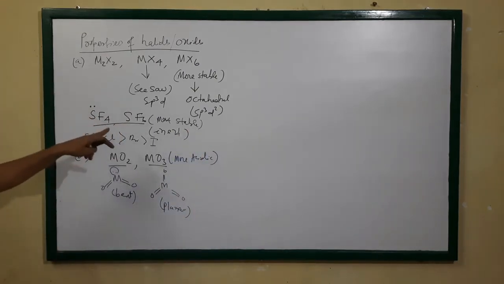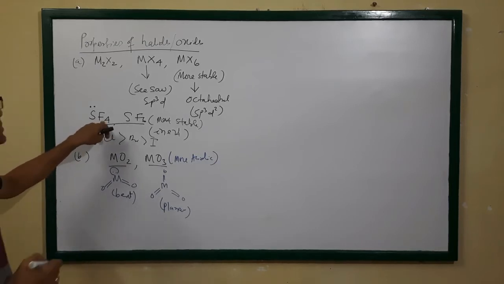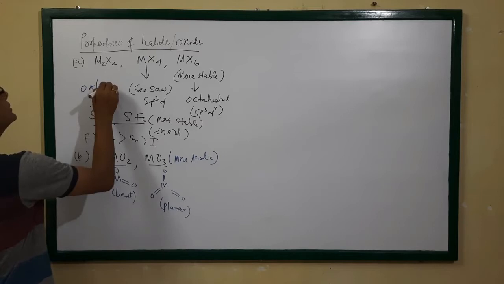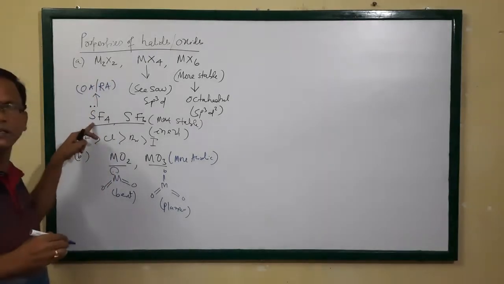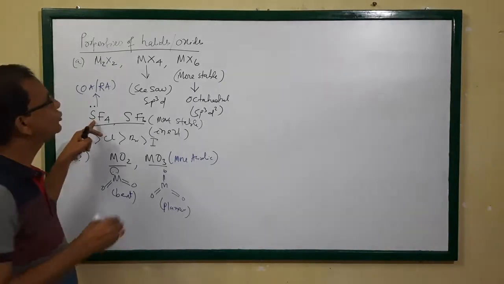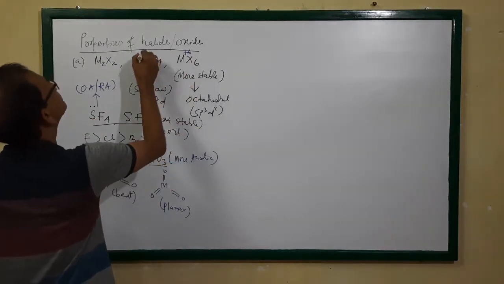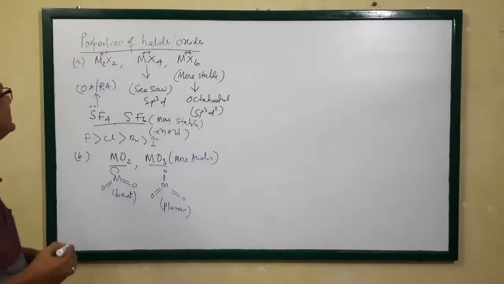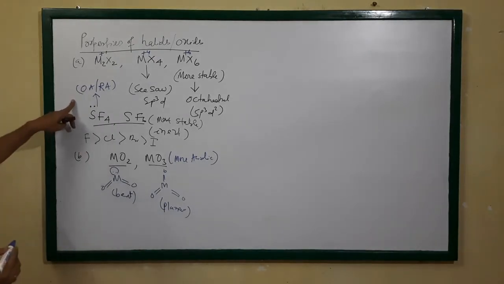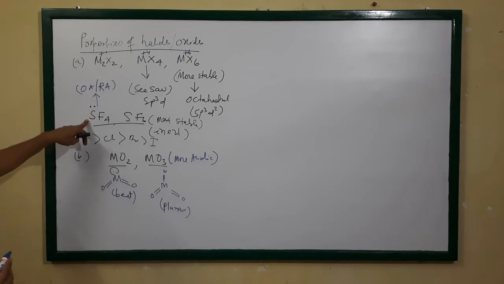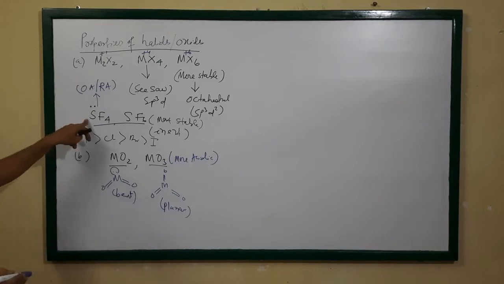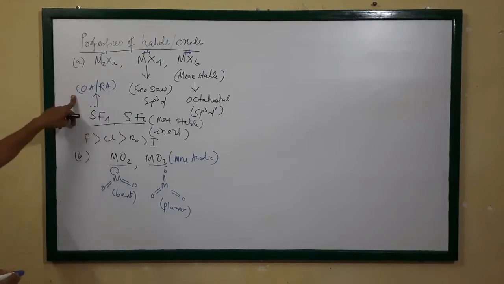And here also, I forgot to tell this thing. SF4 can act as both an oxidizing and reducing agent. Because it is in which state? +4 state. It can be converted to +6 state. As it is in +4 state, it can be oxidized to +6 or can be reduced to a lower state. That's why it can act as an oxidizing agent and reducing agent.